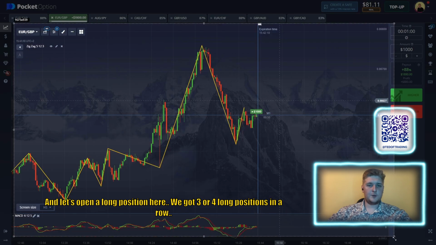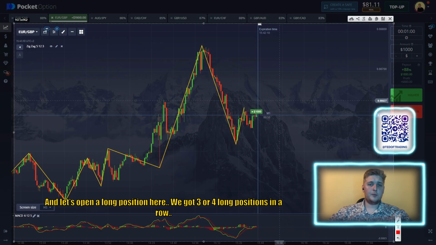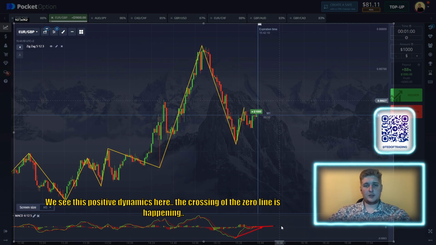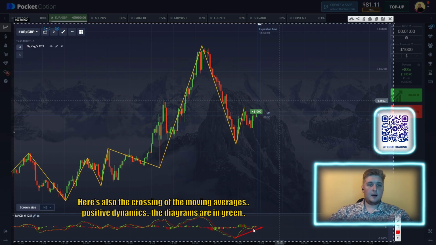Let's open a long position here. We got 3 or 4 long positions in a row. We see this positive dynamics here. The crossing of the zero line is happening. Here's also the crossing of the moving averages, positive dynamics. The diagrams are in green.